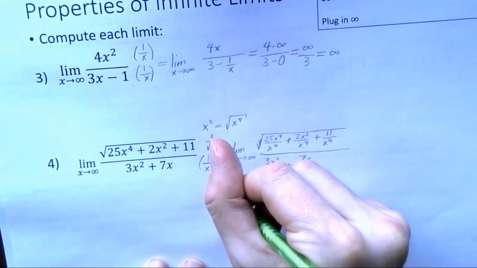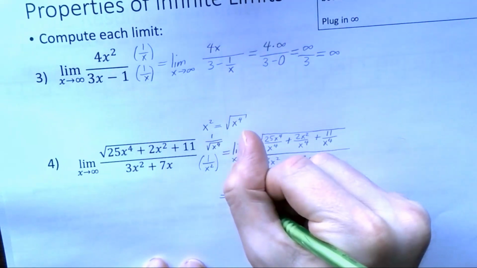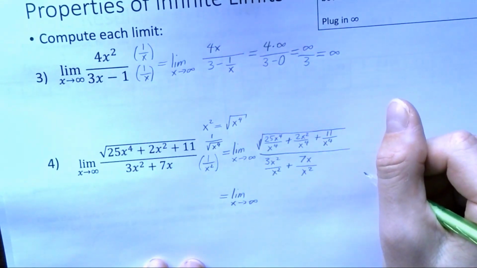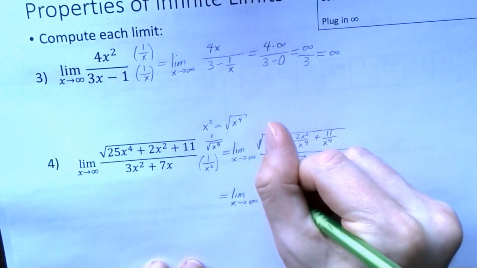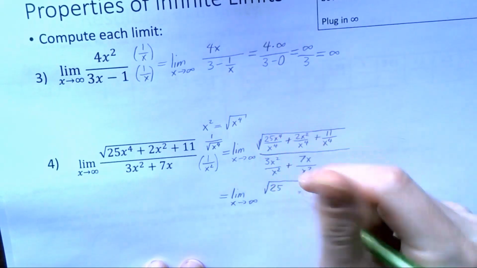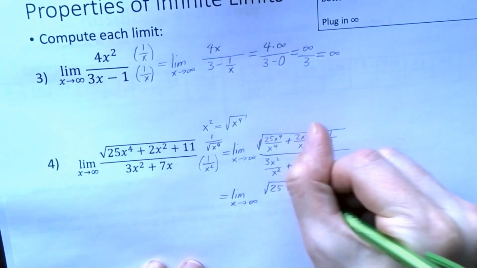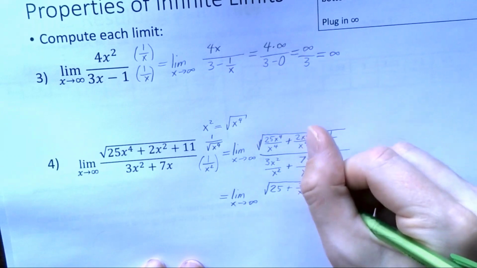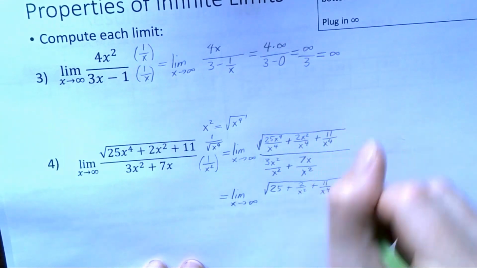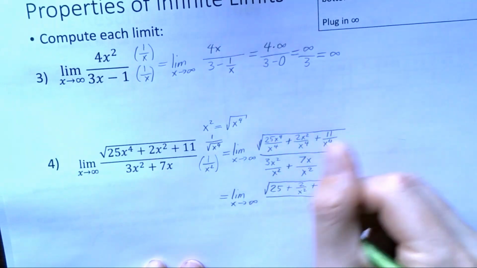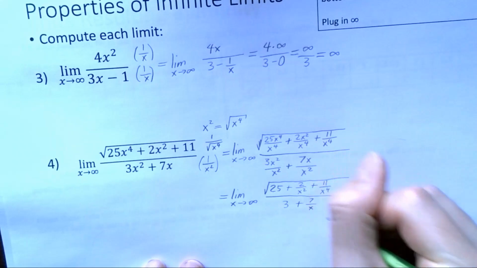So now, we can go ahead and reduce things, so it still is a limit. We've got the limit as x approaches infinity. The top is going to become the square root of 25 plus 2 over x squared plus 11 over x to the 4th. The bottom is going to become 3 plus 7 over x.